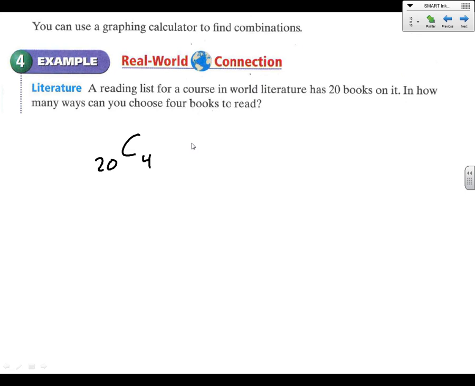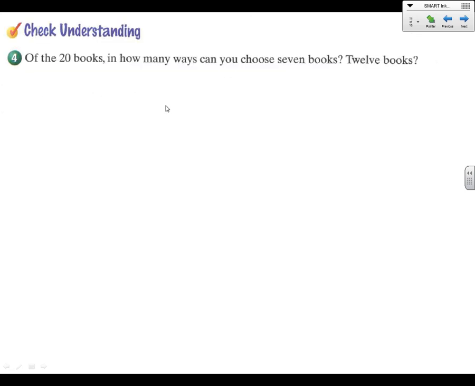A lot of options. All right, so you're up. Of the 20 books, in how many ways can you choose to read 7 books or 12 books? Should be able to do it quickly on your calculator.